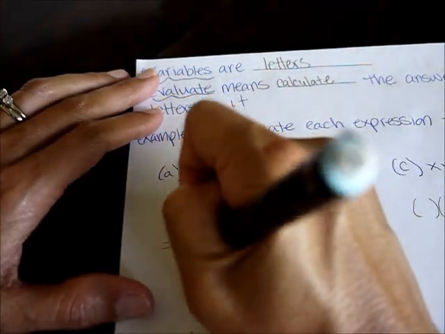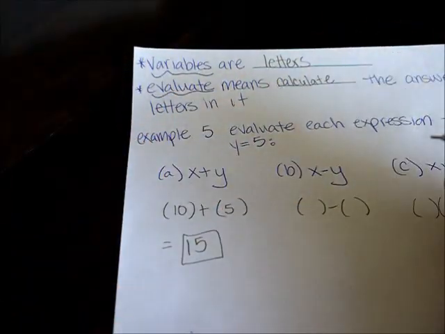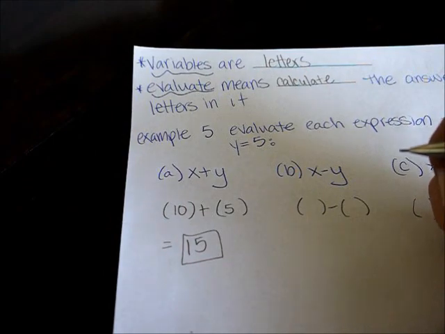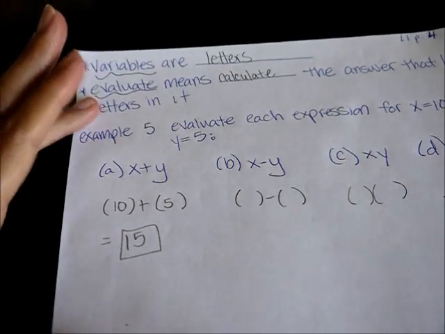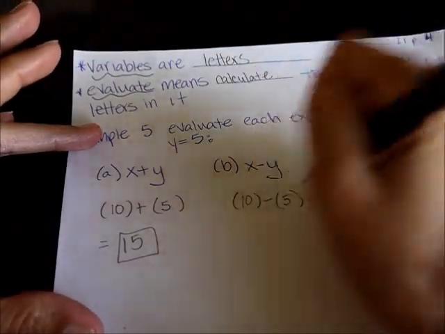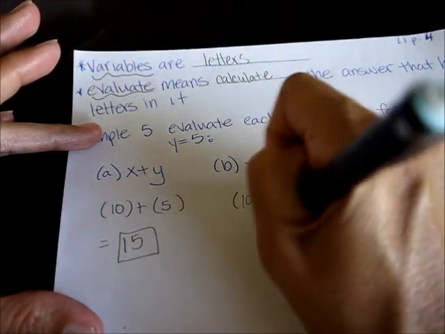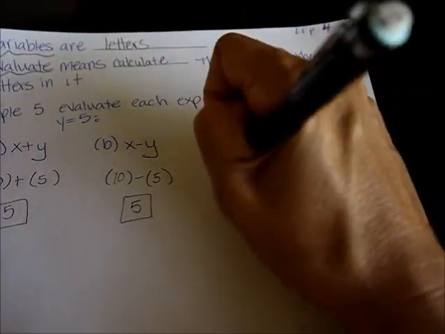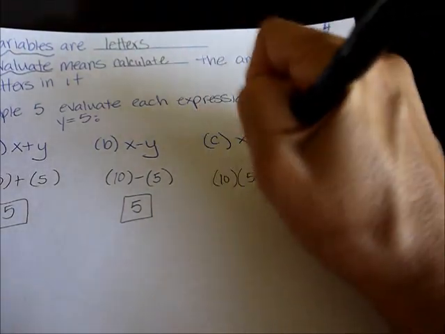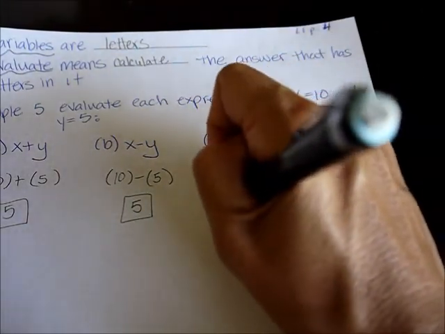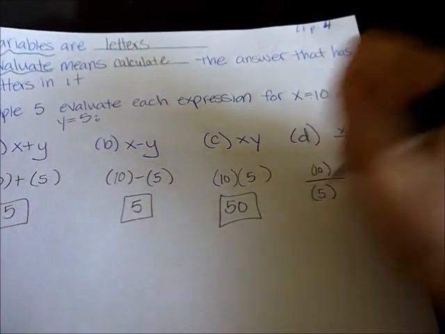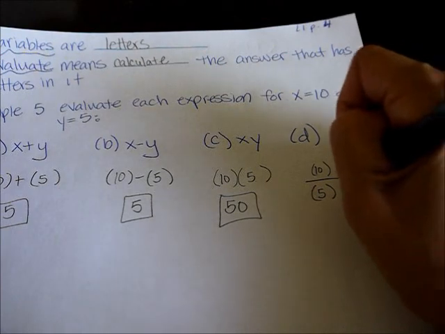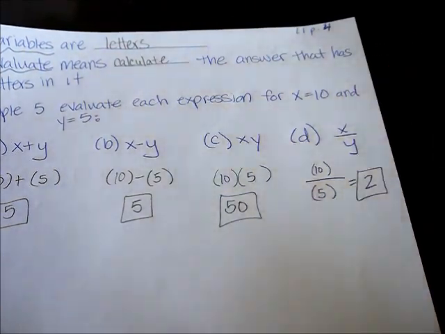10 plus 5 is 15. So there's the answer to our letter A. Okay, then we replace it with a 10 and a 5. 10 minus 5 is 5. That's your answer for letter B. This one is, put a 10 in there and a 5 in here. This means 10 times 5, which is 50. And then this one is 10 over 5, which means 10 divided by 5, which equals 2.